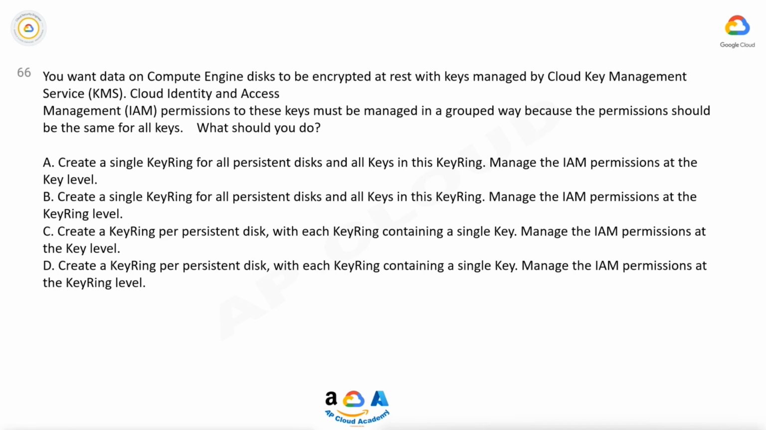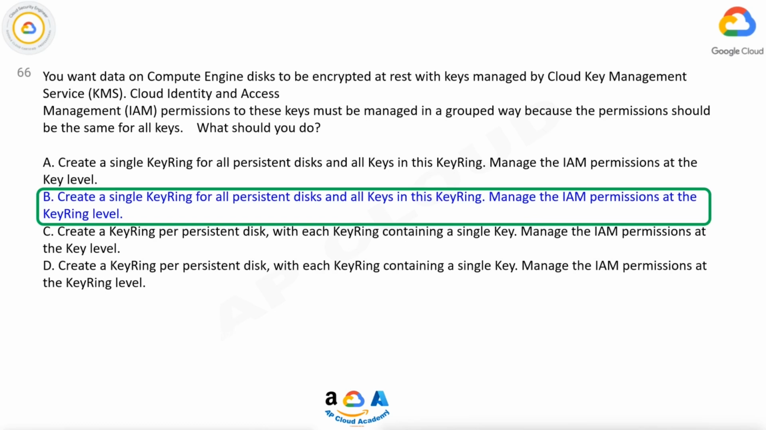Create a single keyring for all persistent disks and all keys in this keyring. Manage the IAM permissions at the key level. B. Create a single keyring for all persistent disks and all keys in this keyring. Manage the IAM permissions at the keyring level. C. Create a keyring per persistent disk, with each keyring containing a single key. Manage the IAM permissions at the key level. D. Create a keyring per persistent disk, with each keyring containing a single key. Manage the IAM permissions at the keyring level.